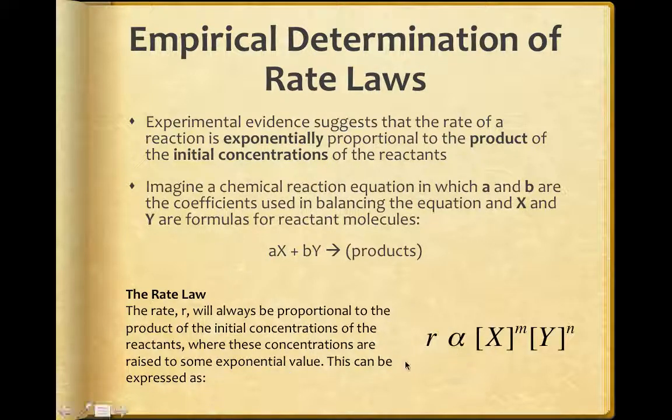So this can be expressed as this mathematical relationship, where R, the reaction rate, is proportional to the concentration of the reactants. In this case, we have two reactants, X and Y. We're using our square brackets to indicate the concentration of those, and each is raised to some kind of power. In this case, [X] is raised to the power of m and [Y] is raised to the power of n. So for any reaction, we can say that the rate of that reaction is going to be dependent on the initial concentrations of the reactants raised to some kind of power.